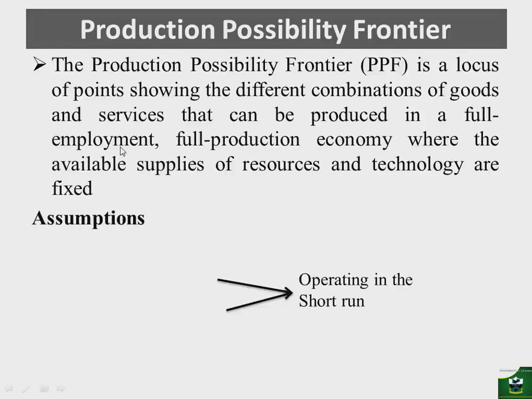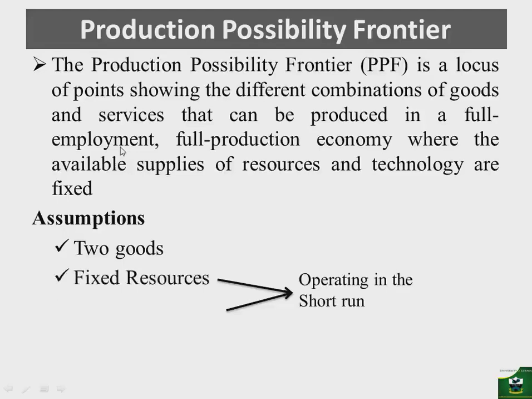Number 1 is that we are dealing with 2 goods. So we can say maybe good X and good Y, or the production of consumer goods or war goods, and so on. So we are only assuming 2 goods. And the reason we're making this assumption is to keep our analysis simple and for us to be able to plot our production frontier in a two-dimensional graph.